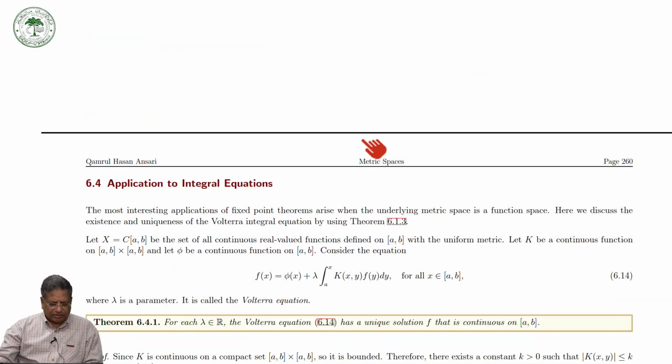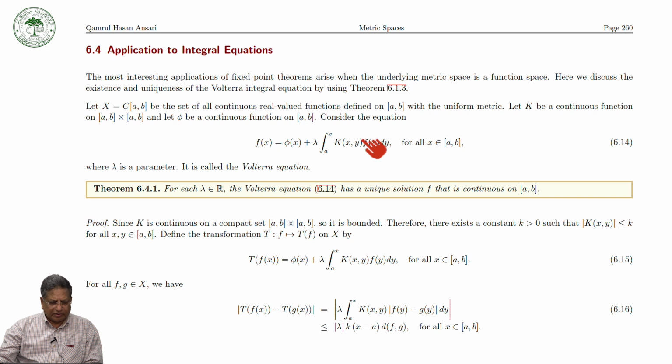So here is the application of fixed point theory in the integral equation. So let us take X is equal to C[a,b], the set of all continuous real valued functions defined on the closed interval [a,b] with the uniform metric. Uniform metric means with respect to the sup metric.